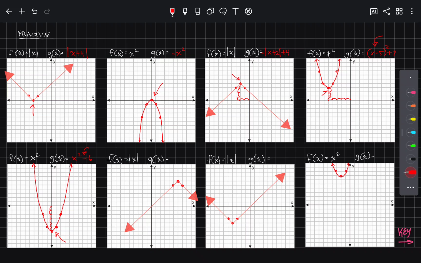Absolute value of x is going to be where that should be at 0, 0, but it's not. And it's been flipped, so we're going to go negative absolute value. So over 1, 2, 3, 4, 5, 6, x minus 6, because we went to the right 6, and then 1, 2, 3, 4, 5, 6, plus 6.